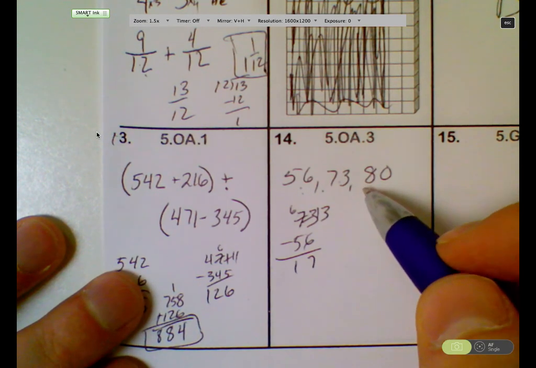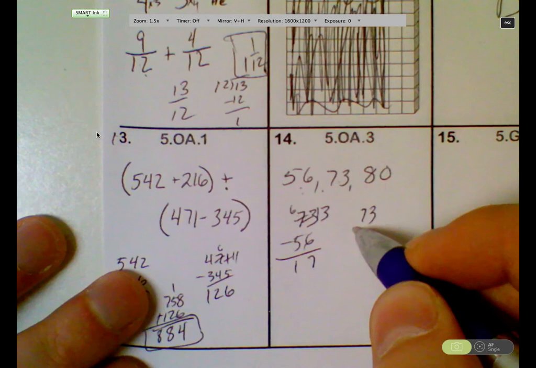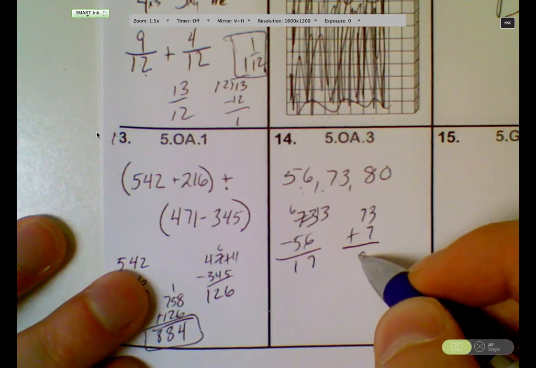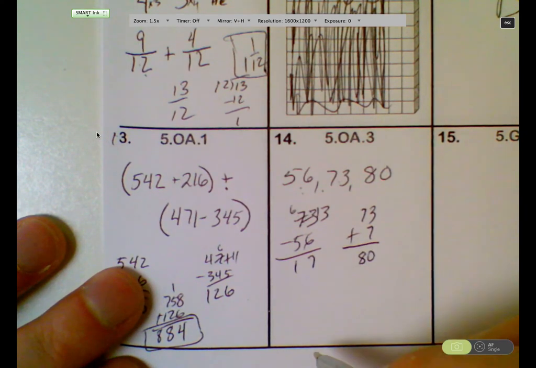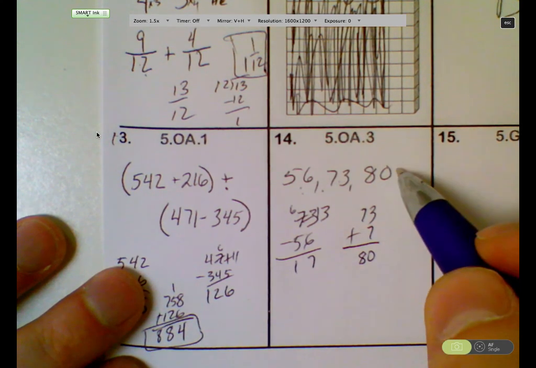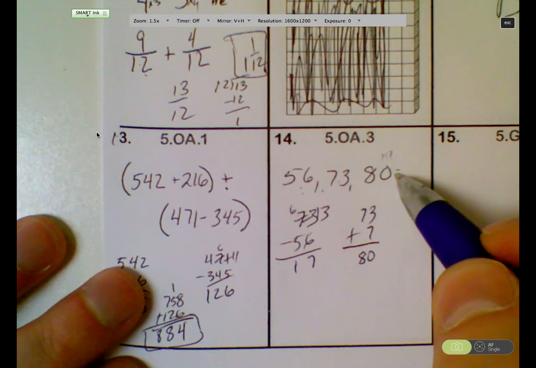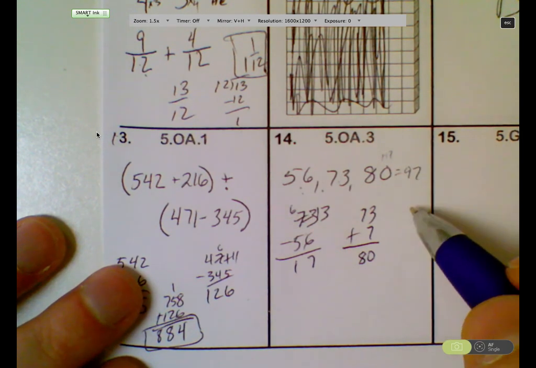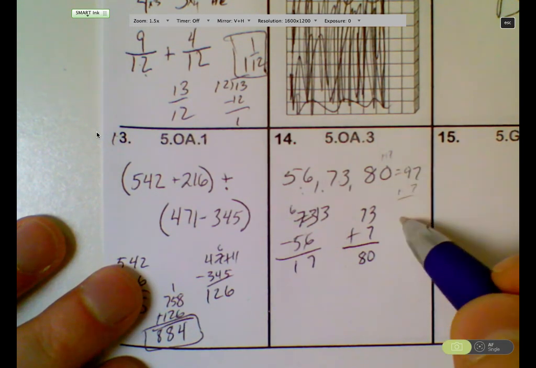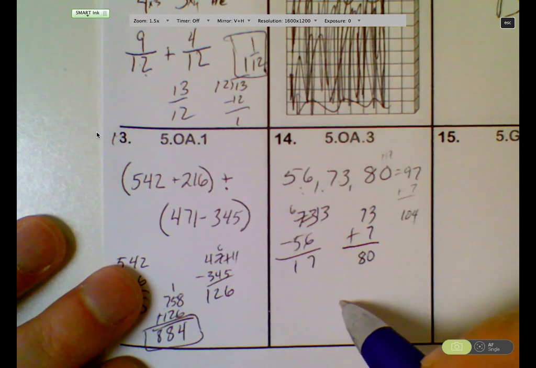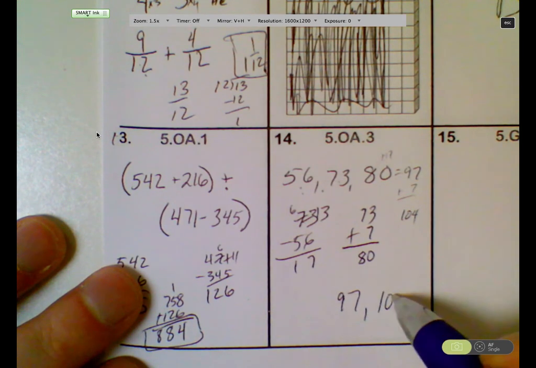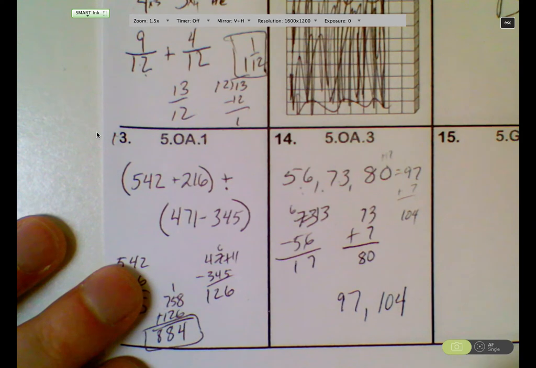Then it goes to 73 plus 7 gives me 80. So I'm guessing my next 2 terms then would be, I add 17 to this, that would give me 97. And then add 7 to that would give me 104. 97 and 104. That's a strange pattern.